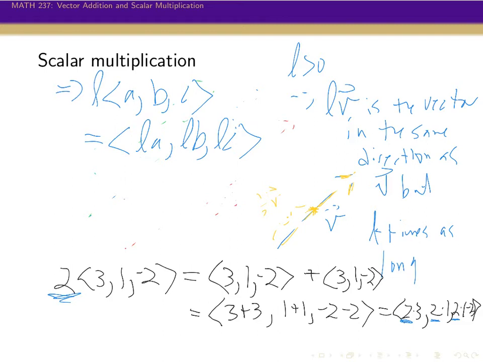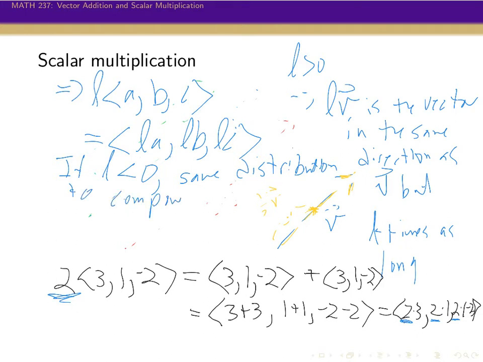Well, if L is negative, we can do the same distributing L to the inside. So same distribution to the components. And what's that going to end up doing? That's going to flip the vector in the opposite direction. So it flips the vector in the opposite direction.